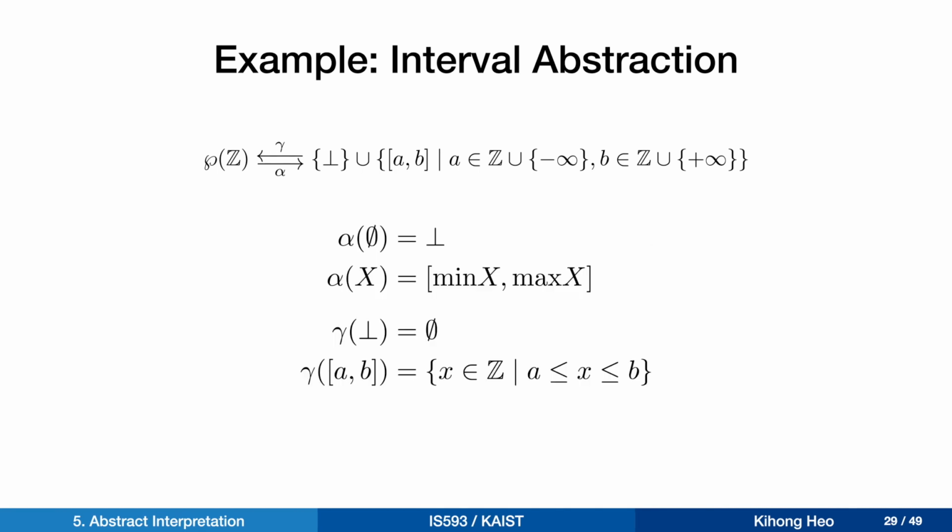So here is the formal definition of the Galois connection. The abstraction of the empty set is the bottom in the interval domain, and the abstraction of any set of integers is described using the minimum and the maximum. The concretization can also be simply defined as follows.